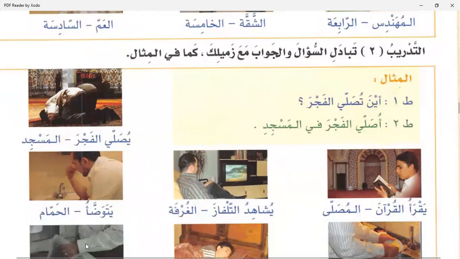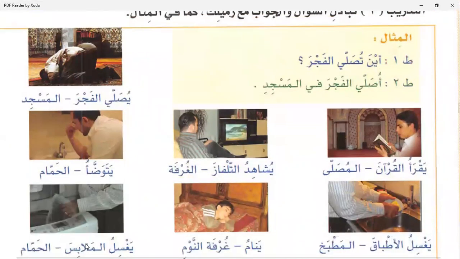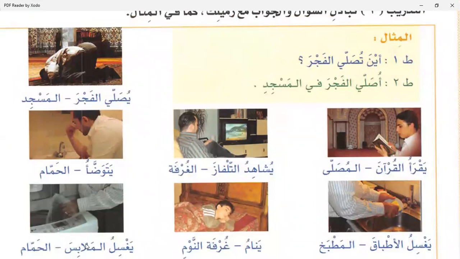Next. At-tadrib ath-thani: tabadal as-su'al wal-jawab ma'a zamilika kama fil-mithal. The example. The first student: ayna tusalli al-fajr? Where do you pray fajr? The second student: usalli al-fajr fi al-masjid. I pray fajr in the mosque. So tusalli means you pray, usalli I pray. In both sentences fajr has fatha because it is telling us about the time of the verb.